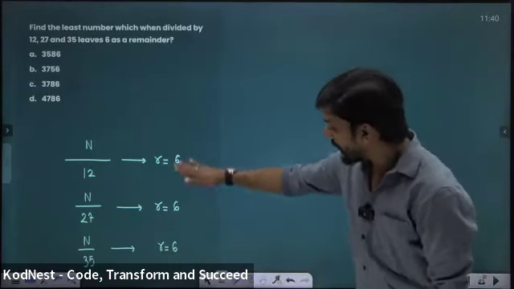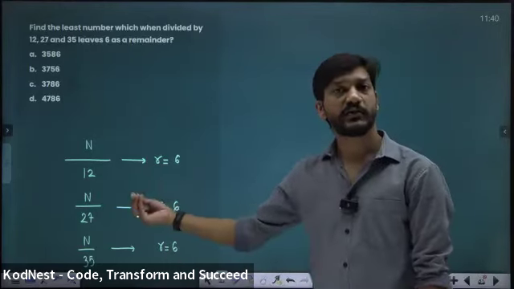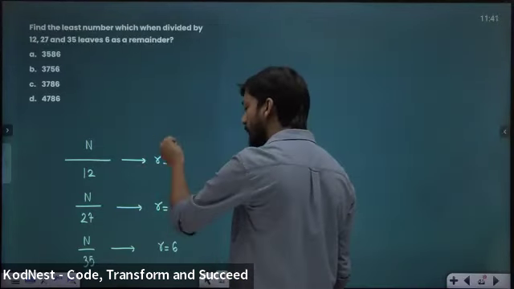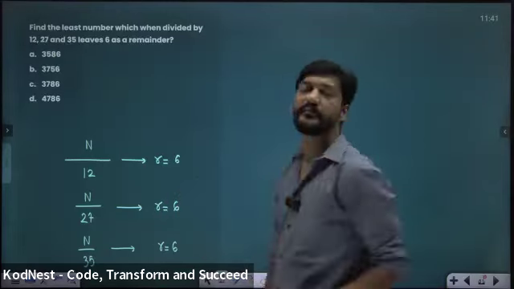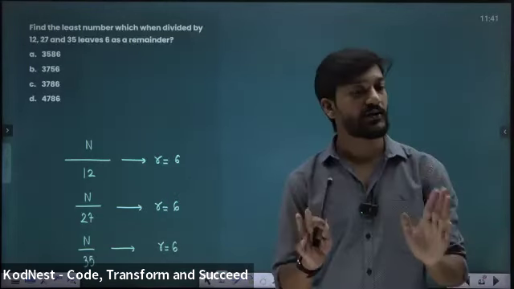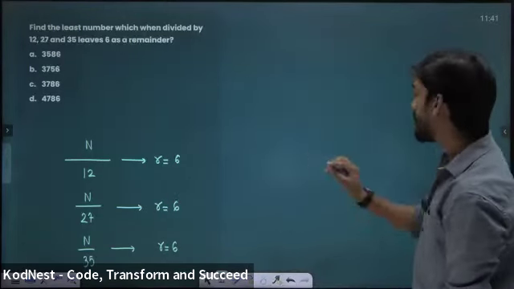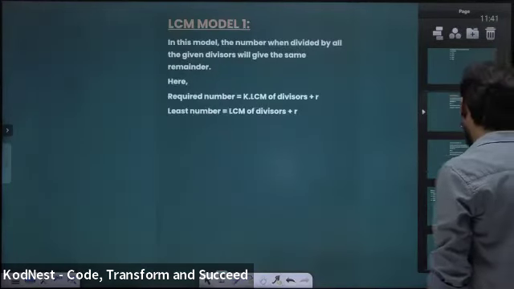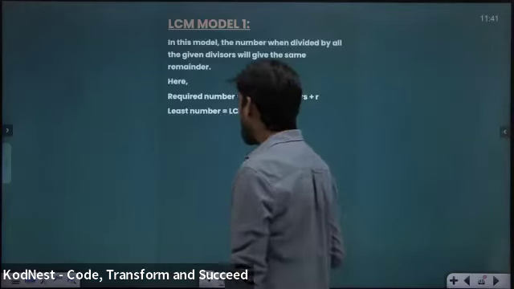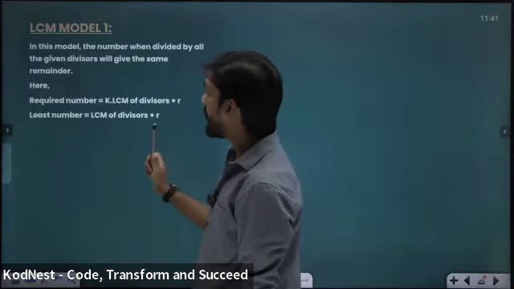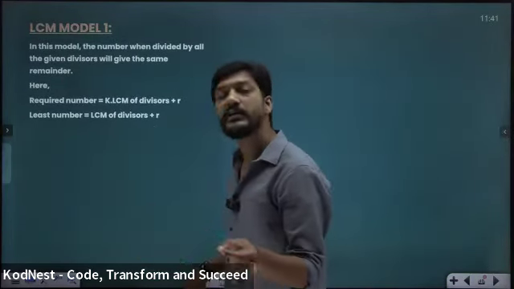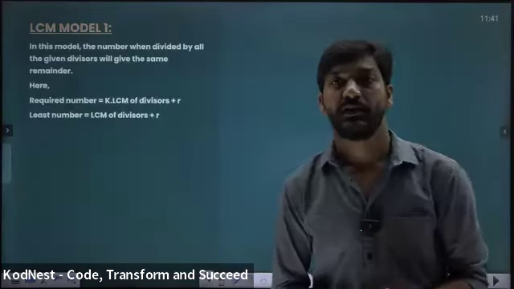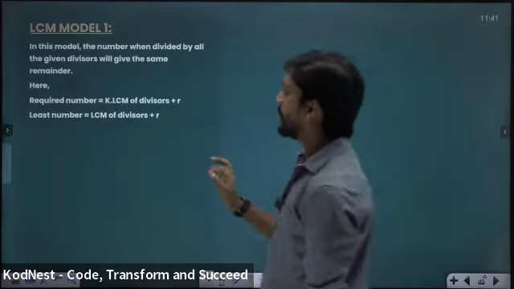In all the 3 divisions, or in all the divisions, theoretically if I speak, if in all the divisions remainder is same, that is called as a structure. That structure or that model, we call it as LCM model 1. Carefully read, please. What is the statement of LCM model 1? How to identify? The question is this model. Okay, model means structure.